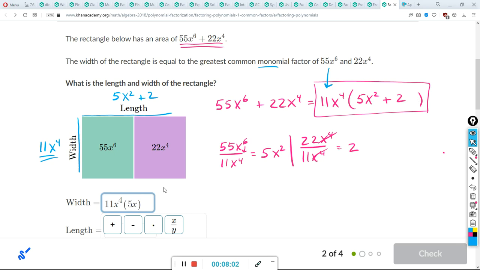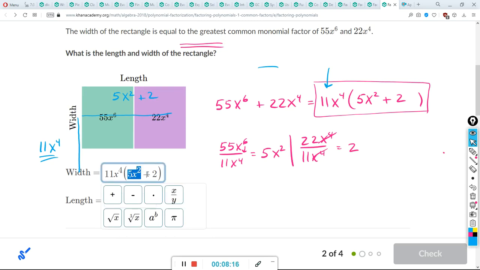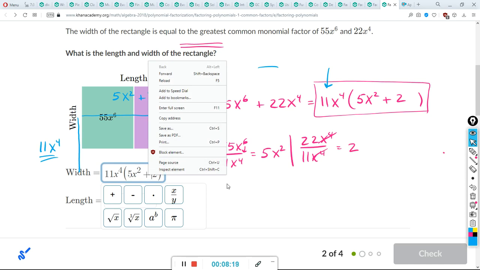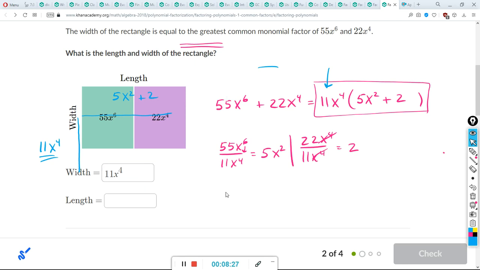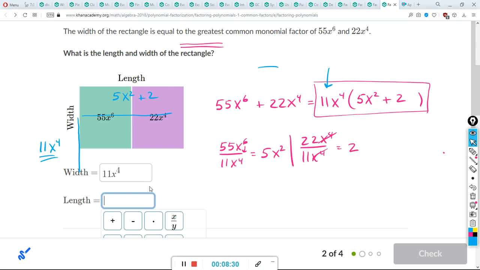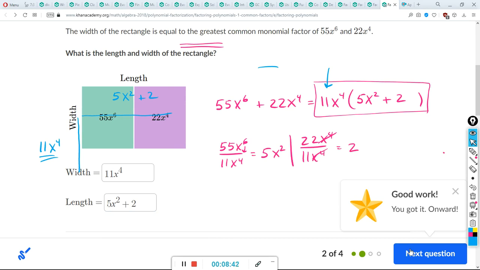So 5x squared, hit the right arrow key, plus 2. Whoops. Okay, this part, I shouldn't have used parentheses. This part here goes in the other box. It's 5x squared plus 2. They want two separate answers, so I hit tab. Oh, let me see. I have to click on this. 5x squared plus 2 is the length. 5x squared, hit the right arrow key, plus 2. Alright.